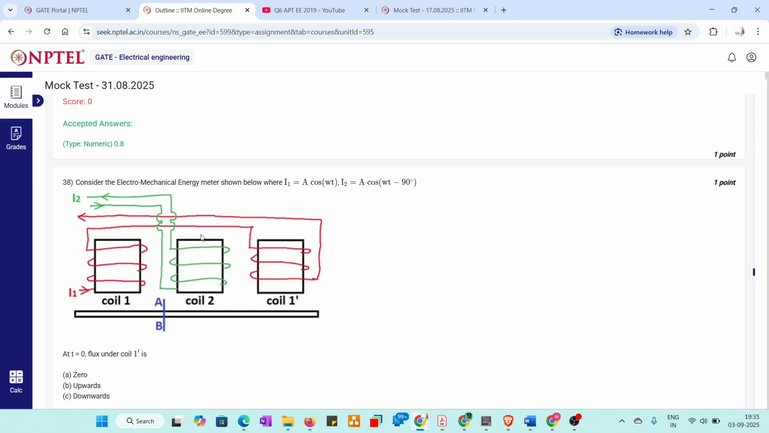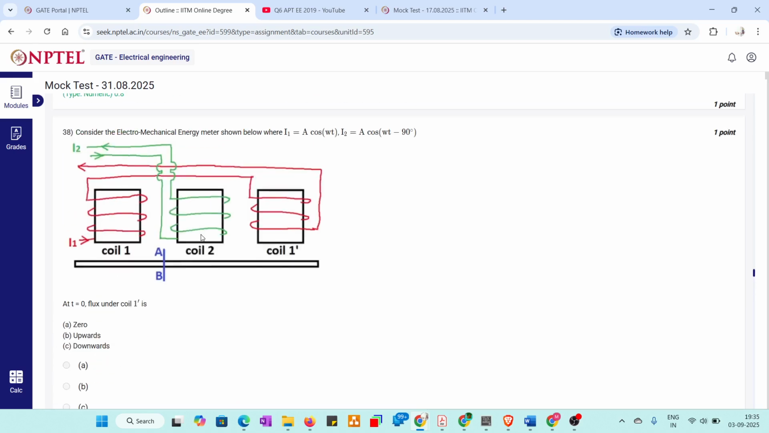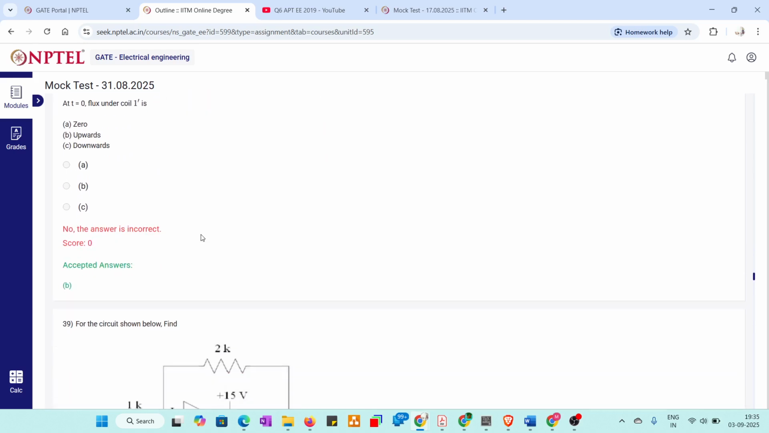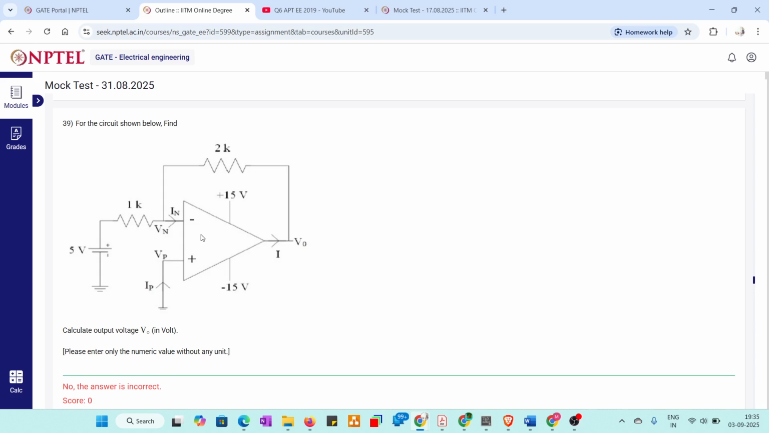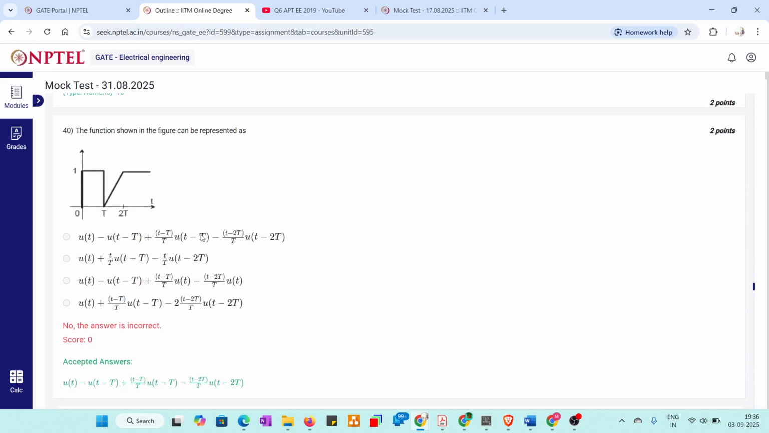So this is related to the electromagnetic energy meter. Okay, energy meter based question. Check the questions and the answer. Okay, so we have op-amp based questions. Next we'll have signal and systems. So how it is a representation, for each function.